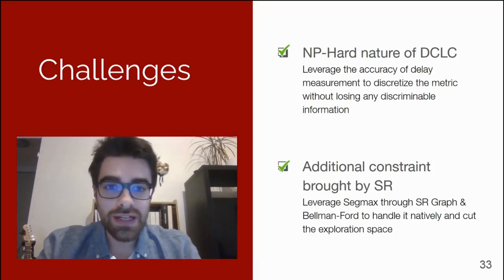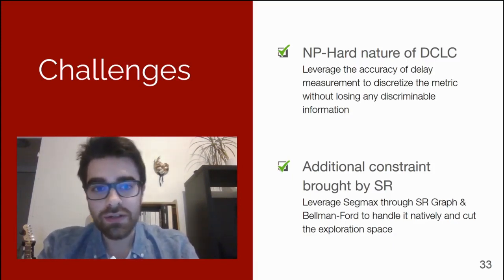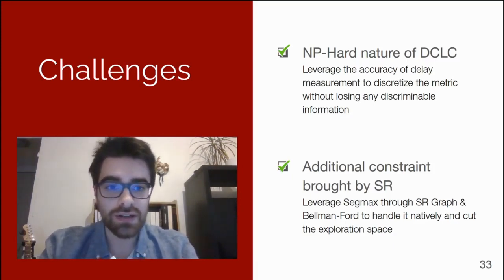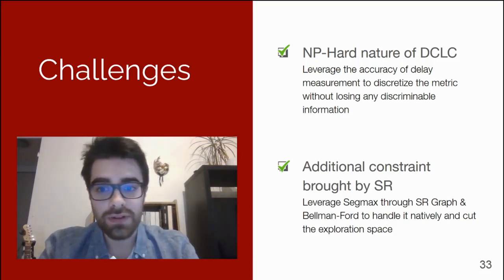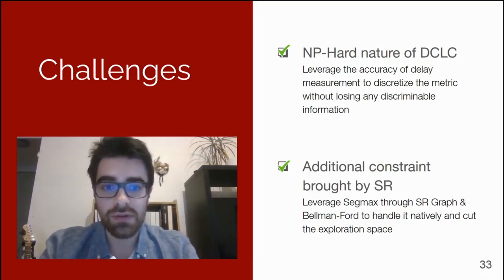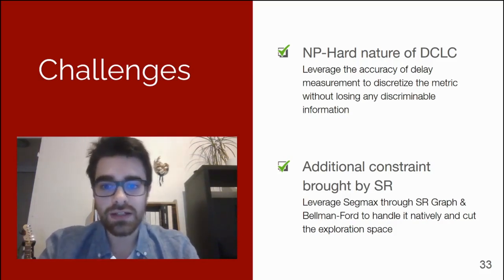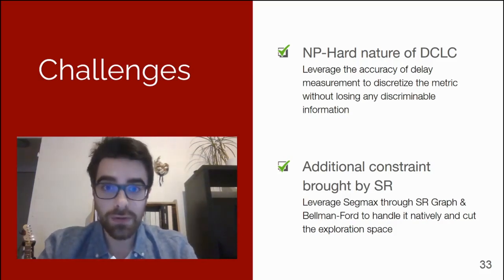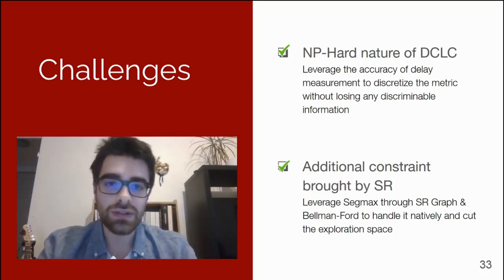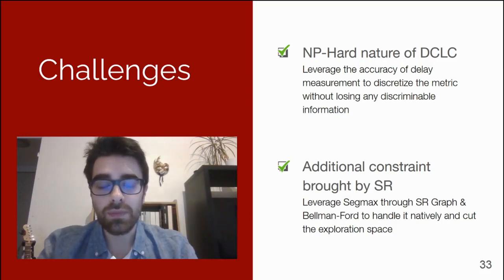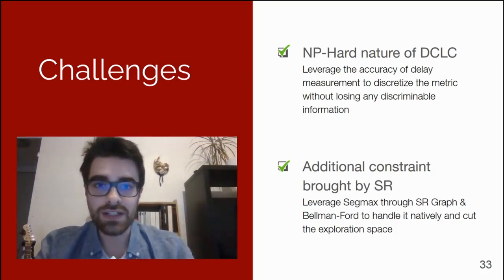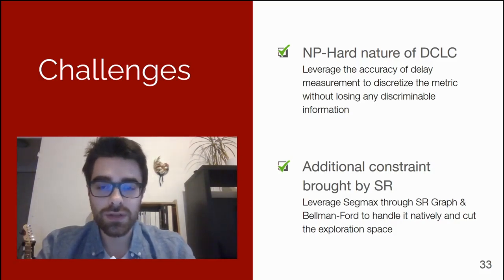So what did we do? We dealt with the NP-hard nature of DCLC by leveraging the inaccuracy of the delay measurements to discretize the metric without losing any important information. In addition, we dealt with the constraint added by segment routing thanks to a specific construct, the SR graph, and to an appropriate path exploration. Thanks to this, we can now design an efficient algorithm, best lookup, which will be able to solve DCLC in any SR domain.